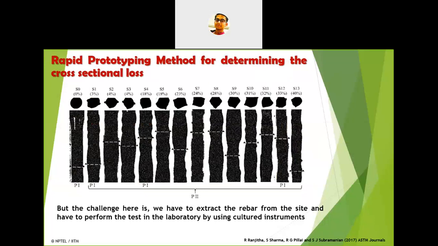So now for the research purpose, they did some rapid prototyping type of technology, and the data they have used: they have taken some 13 specimens of corroded bars from the same structure, and that white mark you can see. They mentioned the cross section on the basis of this white mark. You can see the white mark. So in different places the cross section is different.